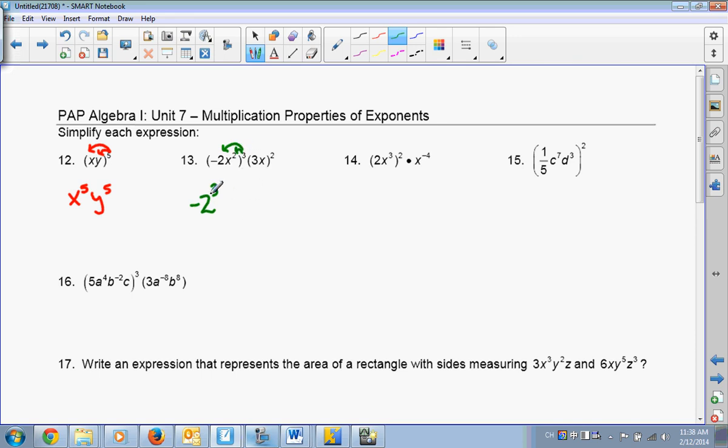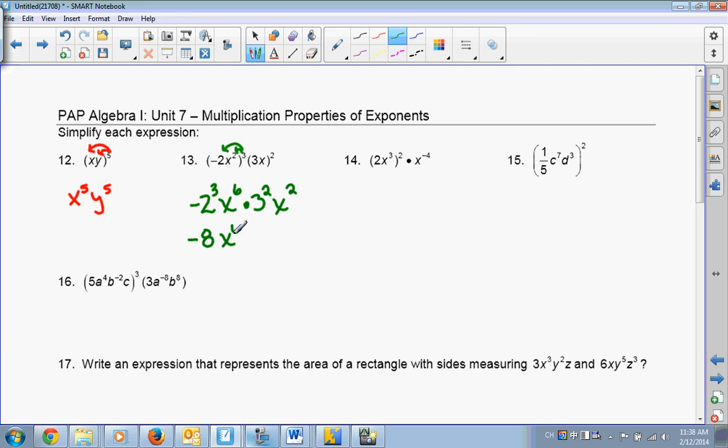So we have -2 to the 3rd power, and we have x to the 6th power times, because there's nothing going on in between here, 3 to the 2nd power, x to the 2nd power. Now we're going back to our first rule. Okay, first off, what is -2 to the 3rd power? Yeah, it's -8.